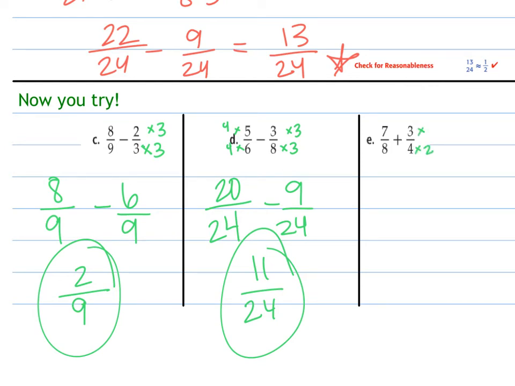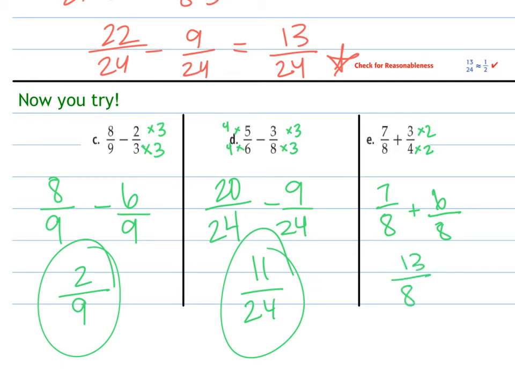So I multiply by 2. If you choose a higher denominator that they have in common, it still works, but then you're going to have to simplify at the end. Or you might have to do more simplifying. So 7/8 plus 3 times 2 is 6/8. 7 plus 6 is 13 over 8.